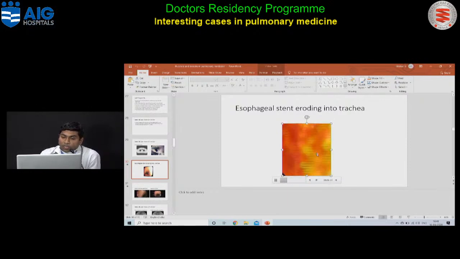So this stent was finally taken off with the help of our gastroenterology team, and Dr. Mohan Ramchandani was taking care of this patient. We were able to pull this stent out of the esophagus. Subsequently we found that there was a large fistula in the trachea, and then we had to put a tracheal stent to cover this fistula.